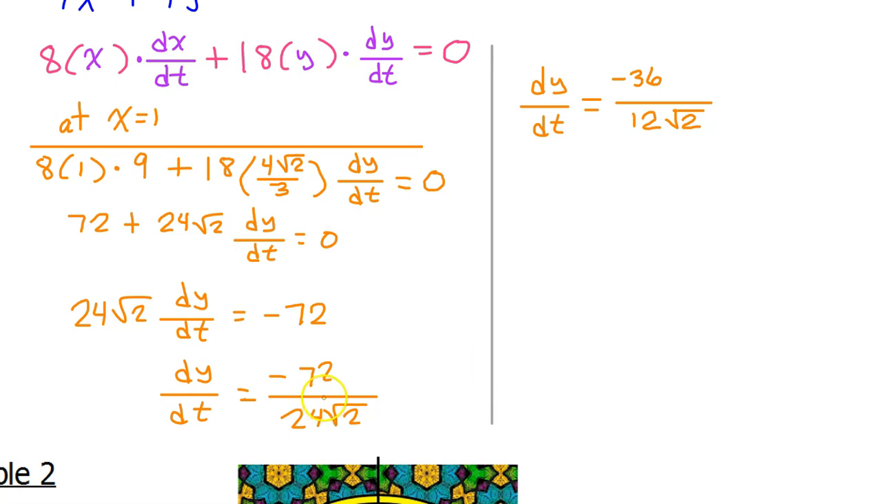There are no units, so this is a full credit answer for this part of the problem, but let's go ahead and simplify in case this would be a multiple choice question or in case we need this value for part C. Dividing both of these numbers by 2 gives us this, and 12 goes into 36 3 times. So dy/dt is equal to negative 3 over radical 2.